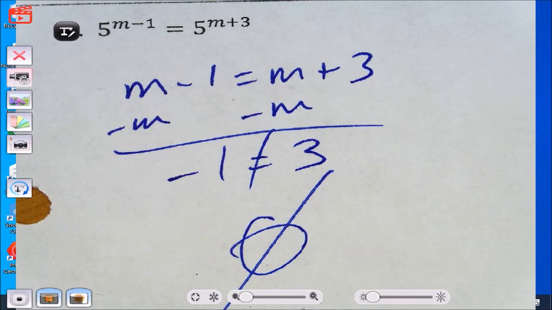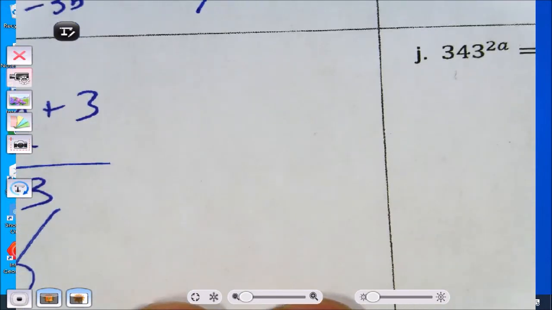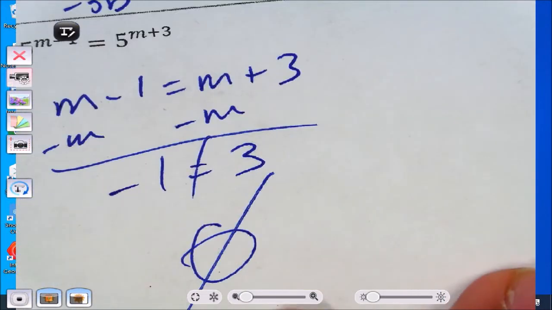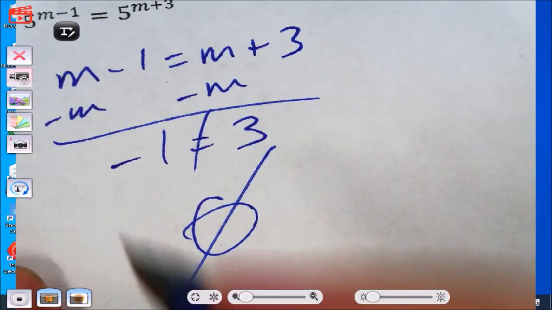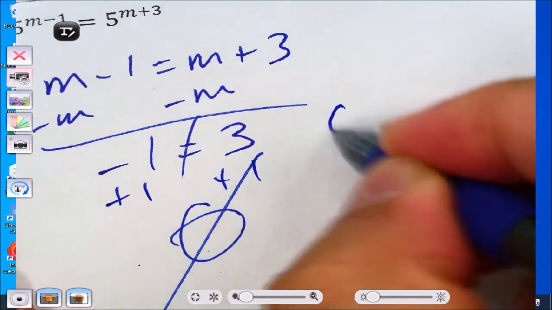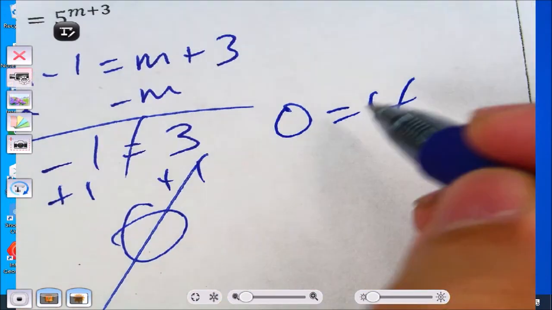Guess what? A lot of things in life have no solution. Hint, hint. Okay, last problem. Go ahead. Okay, if I add the 1, what I will get is 0 equals 4. It's still no solution.